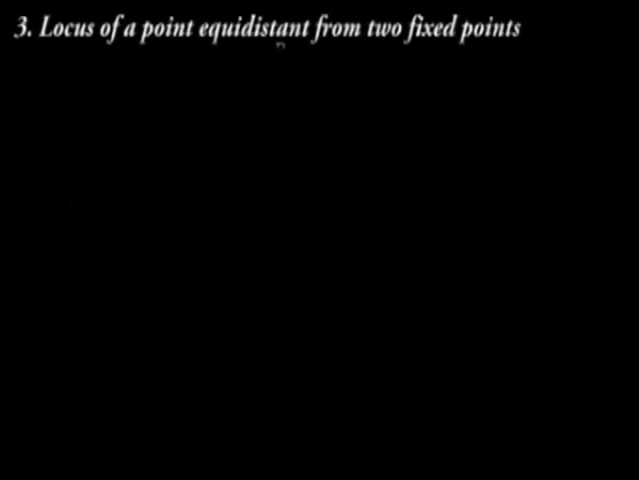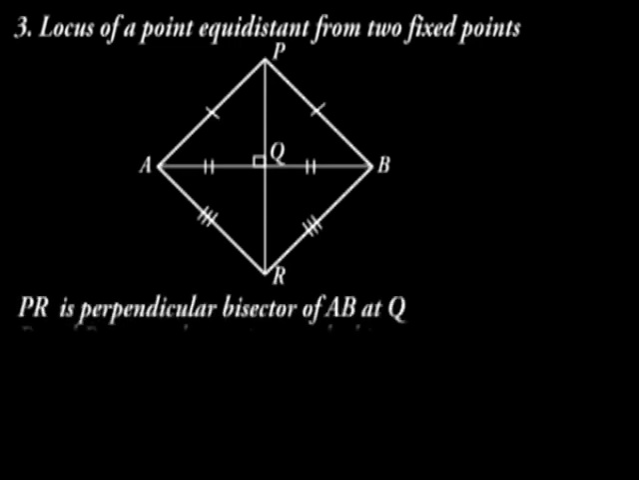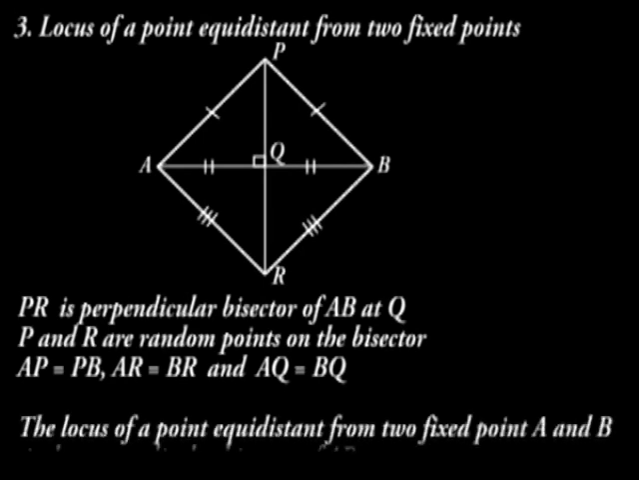Third, locus of a point equidistant from 2 points. Consider the figure below. PR is a perpendicular bisector of AB at Q. P and R are random points on the bisector. AP is equal to PB, AR is equal to BR, and AQ is equal to BQ. The locus of a point equidistant from 2 fixed points A and B is the perpendicular bisector of the line AB.